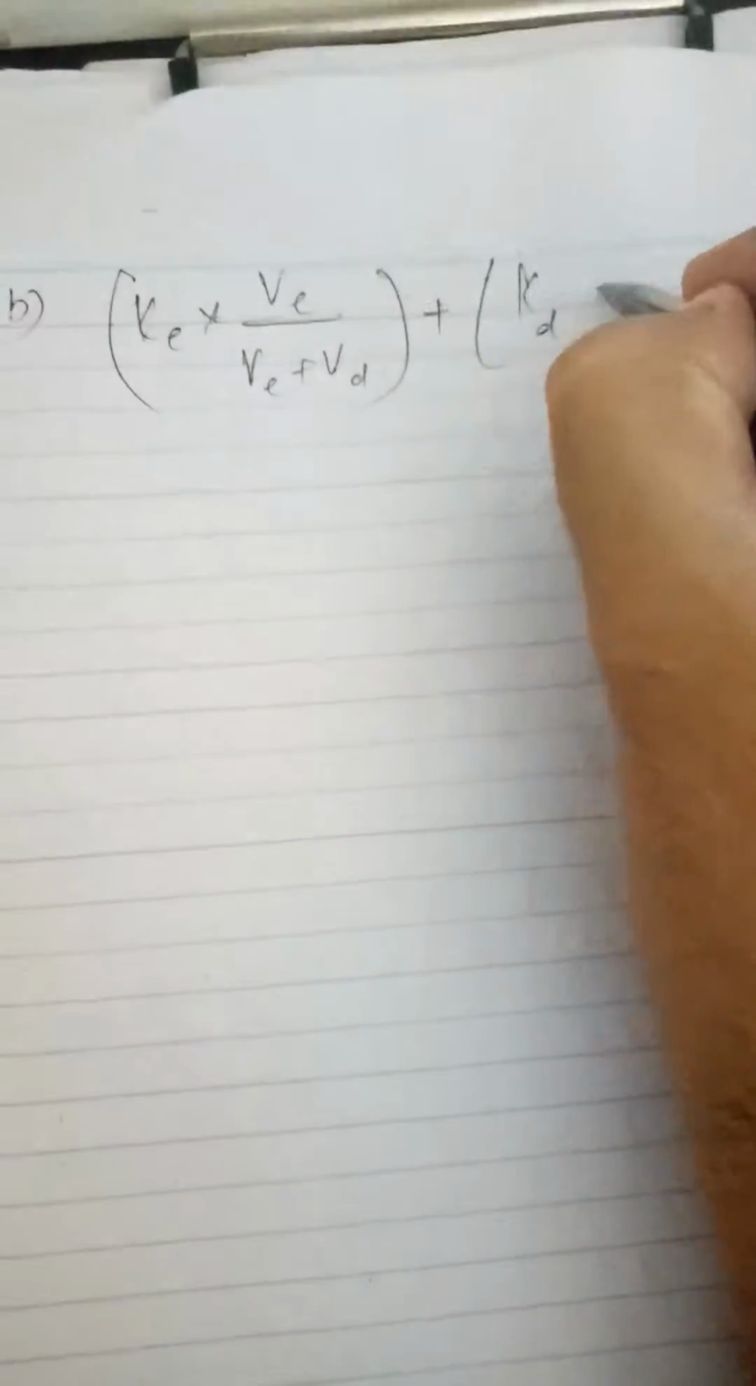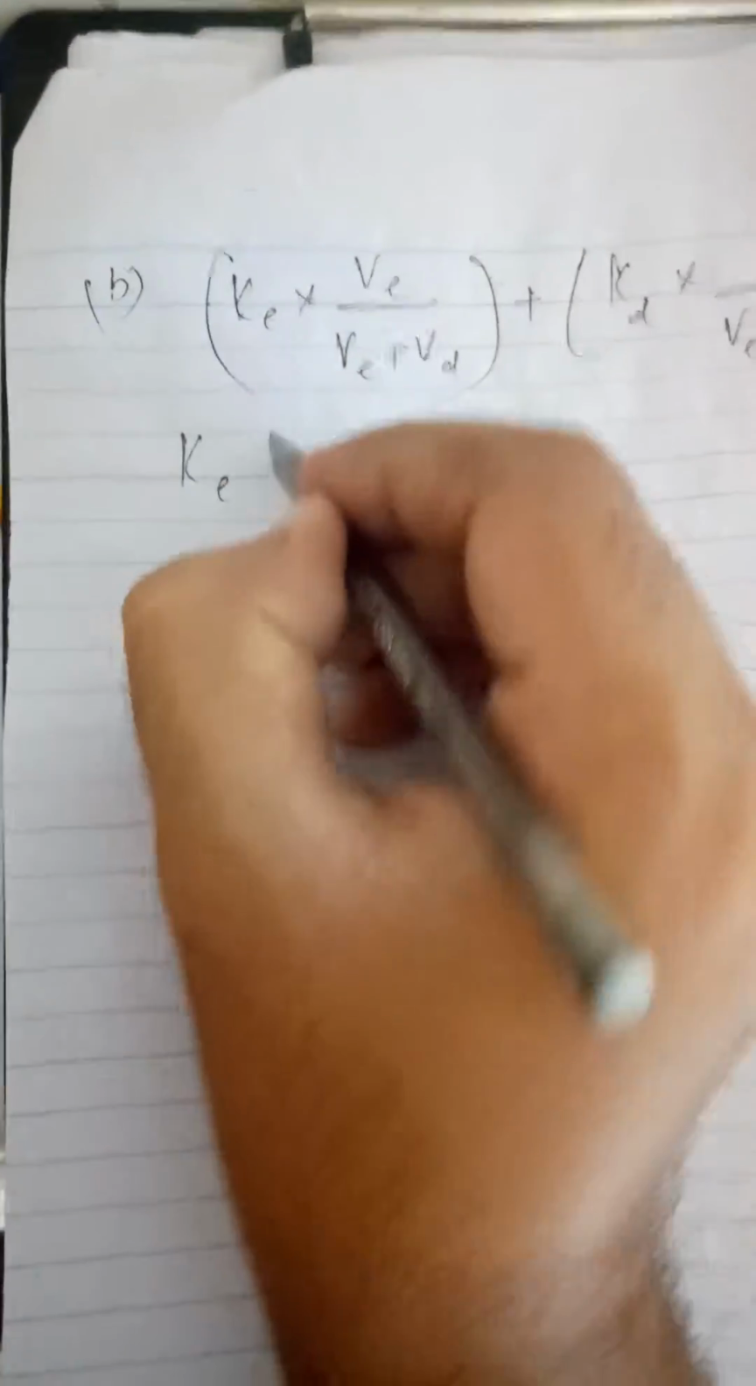To obtain a suitable discount rate, we simply weight the cost of equity and the cost of debt: KE into VE over VE plus VD, plus KD into VD over VE plus VD. So what would KE be?